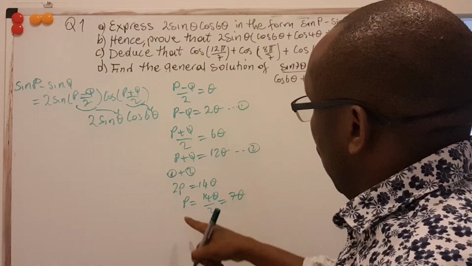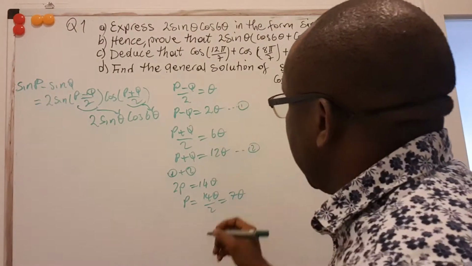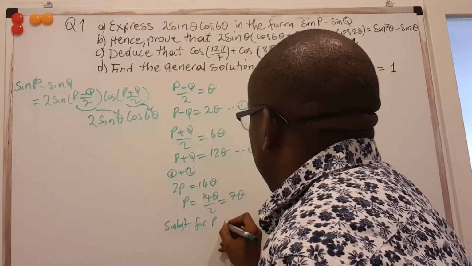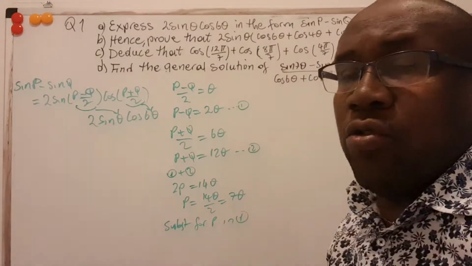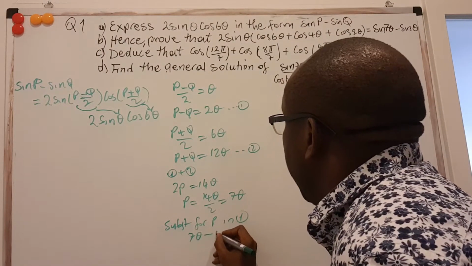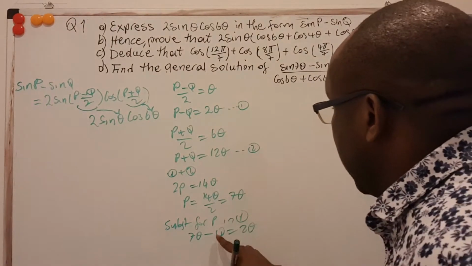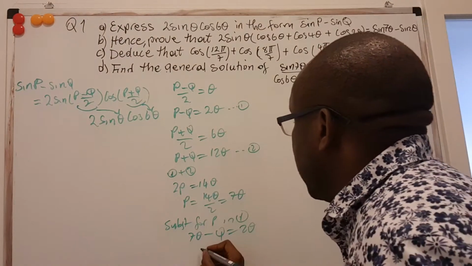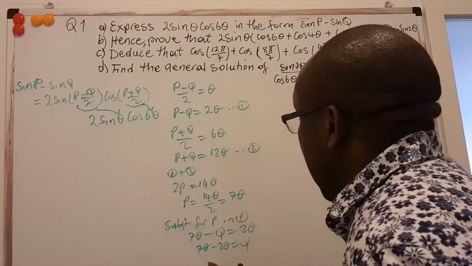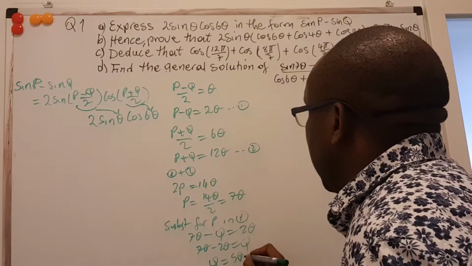Now, once we've obtained p, we can choose any of the equations to get q from. Let's say we take equation 1. So we substitute for p in 1. If we do that, then I get 7 theta minus q is equal to 2 theta. I can take q to this side and 2 theta to this side. Then that is 7 theta minus 2 theta is equal to q. And 7 theta minus 2 theta is 5 theta. So q is equal to 5 theta.